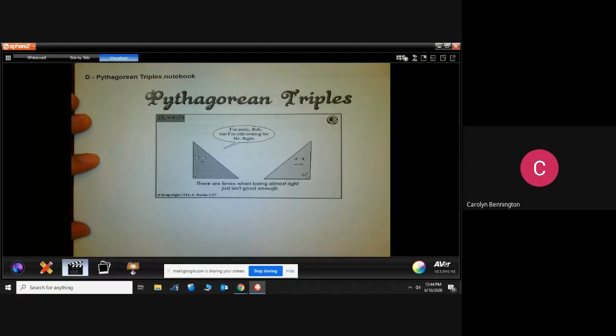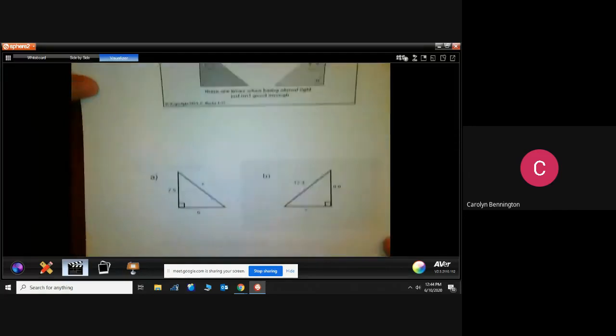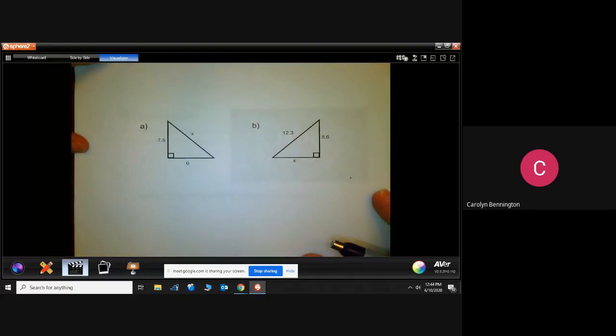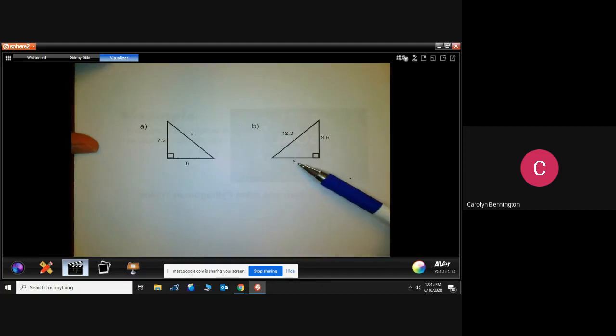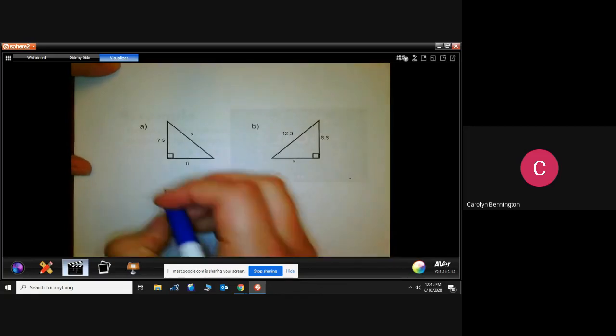In this lesson, we are going to do a quick review of Pythagorean Theorem, as well as take a look at Pythagorean triples. So for both of these examples, we're going to use Pythagorean Theorem to solve for the unknown side. In the first question, the unknown side is the hypotenuse, and in the second one, the unknown side is one of the legs. So we'll go through the difference between the two before we move on to the triples.